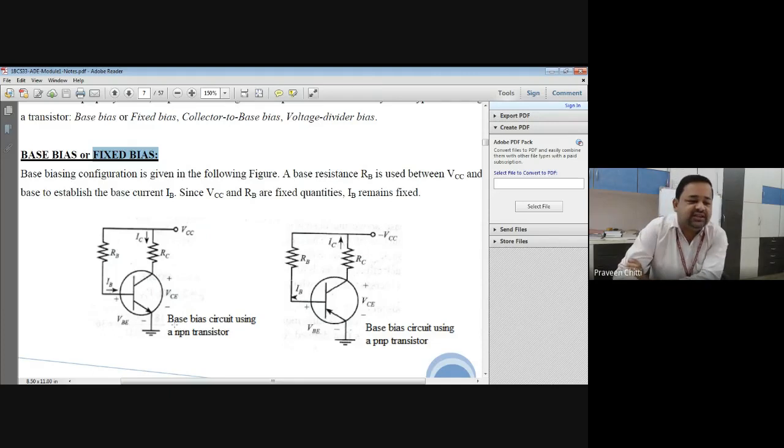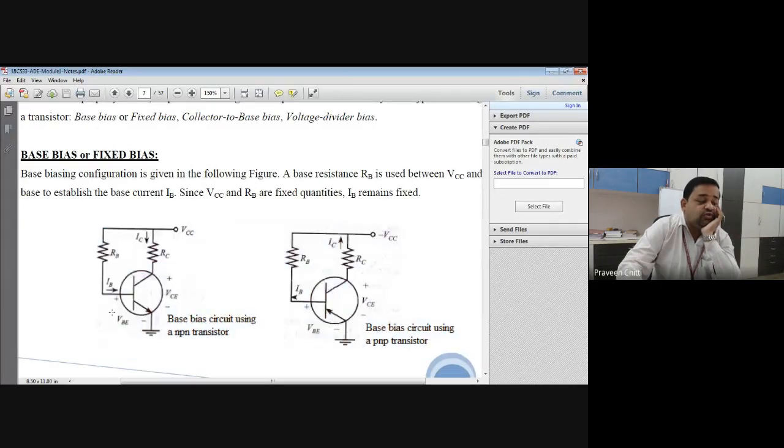Again, you will shortly see what this IB is and how it depends upon RB and VCC. The moment you connect VCC to the circuit, the collector current IC will flow through the resistor RC and the current IB flows through the resistor RB. How much current flows in the base depends upon the value of resistor RB and the supply voltage VCC. So by selecting proper values for RB and VCC, we can maintain the required zero signal base current IB, and we can make the base emitter junction forward bias, and VCC will make the collector base junction reverse bias.